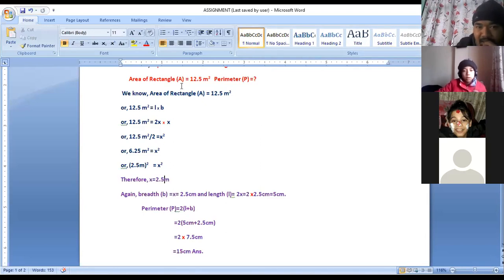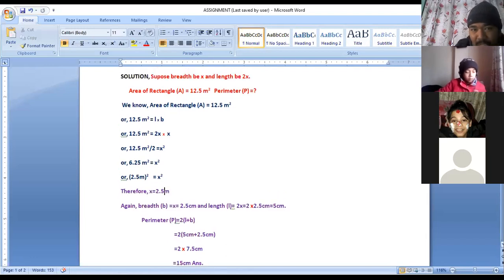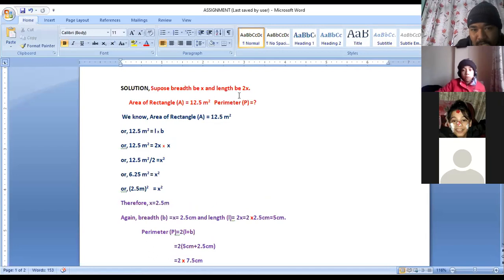Again I am telling you, length is twice the breadth. That's why breadth is x and length will be 2x. Then use the formula of area. Area is given, that's why we start from the given. Then our value came 2.5 meters square. We have to put square on both sides. Then 2.5 meters square equals x square. Square cancels. Then what is the value of x? x is 2.5. Breadth is 2.5 and length is 5.